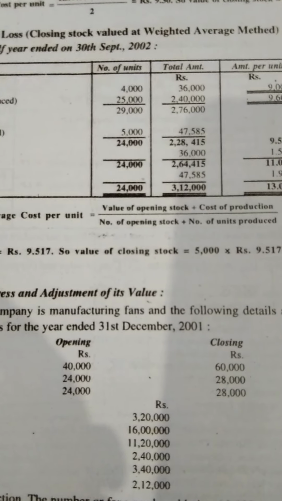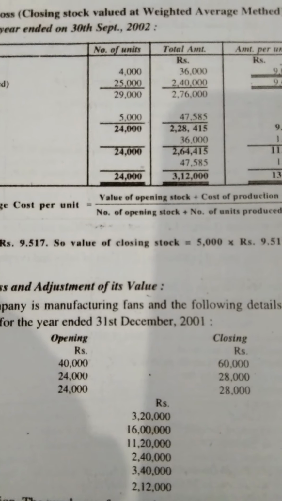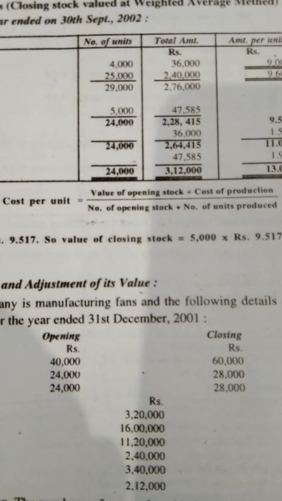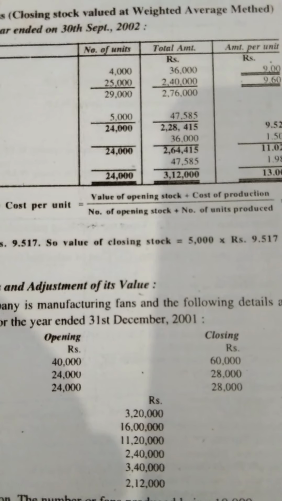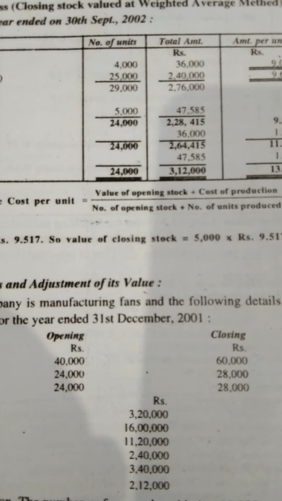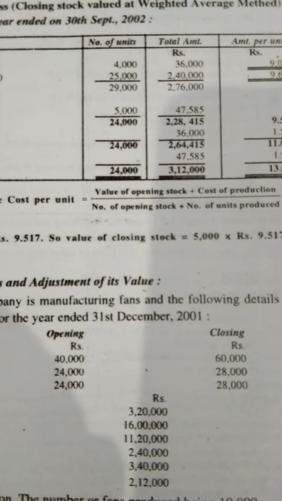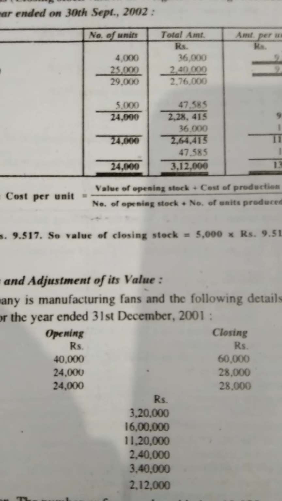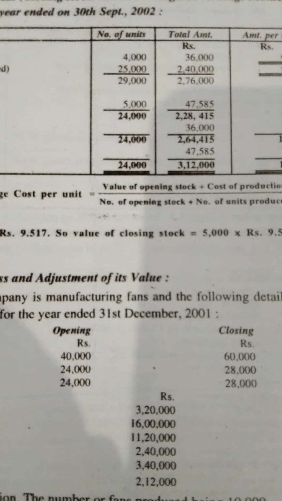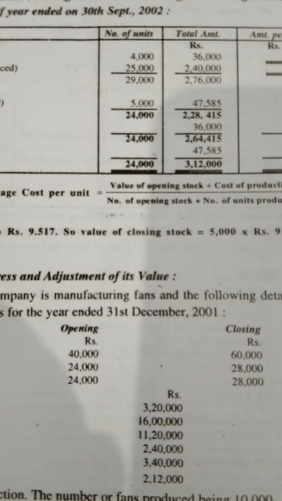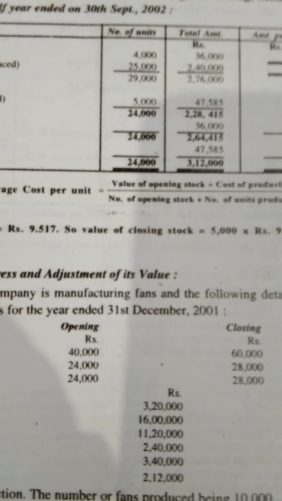From the very beginning we should learn it, because in most cases the cost sheet is given in this way in the question. You have to find out the closing stock either in FIFO or in LIFO or in simple average or in weighted average. Hope we have learned all of these methods today.